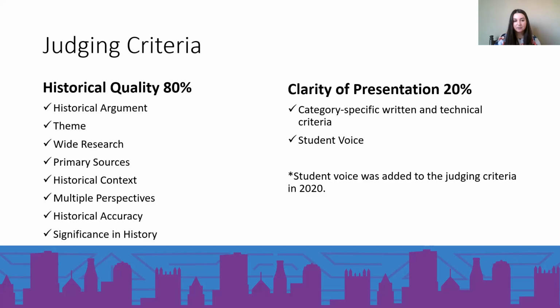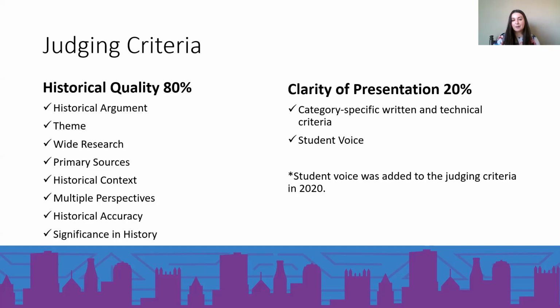The other 20% is clarity of presentation, which is essentially how well students are using technical and category-specific criteria to communicate their ideas. The rubric for historical quality looks pretty much the same across the board, no matter what category you are judging, but the clarity of presentation section looks a lot different because this is the really technical portion. So for example, documentary has a lot of technical criteria about how well students actually produced a documentary, not necessarily the content of their documentary.